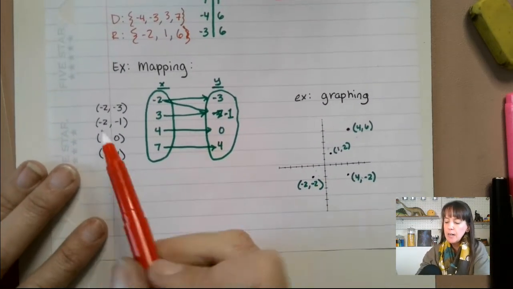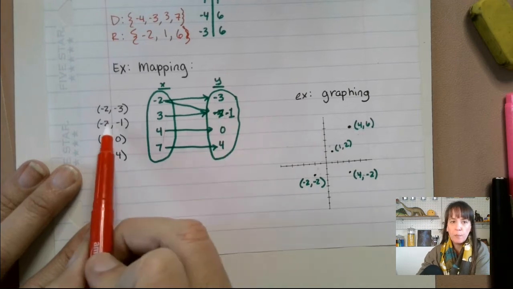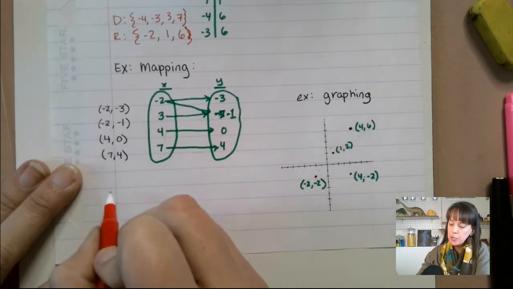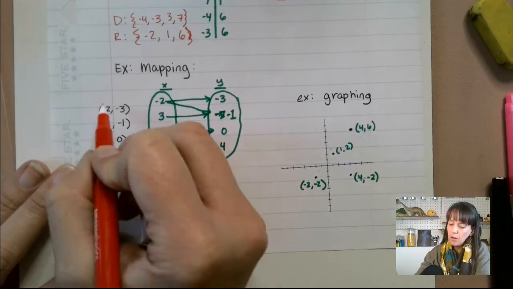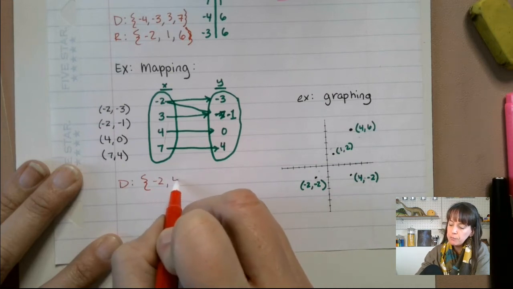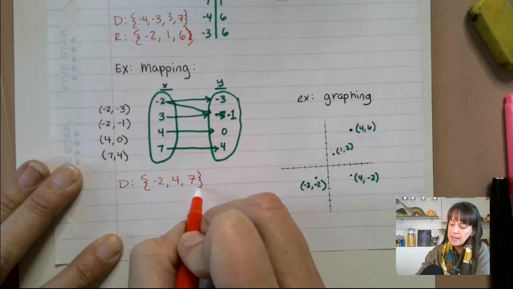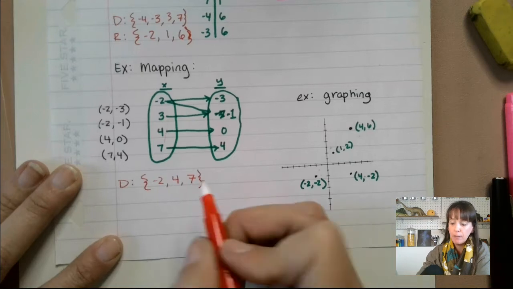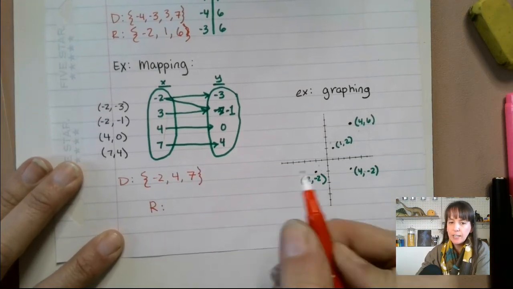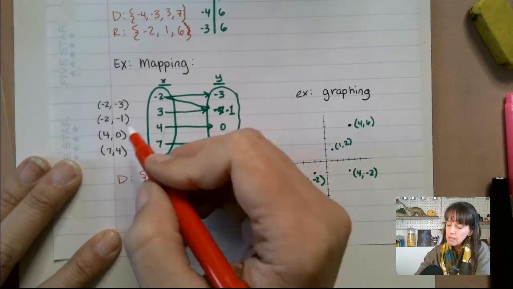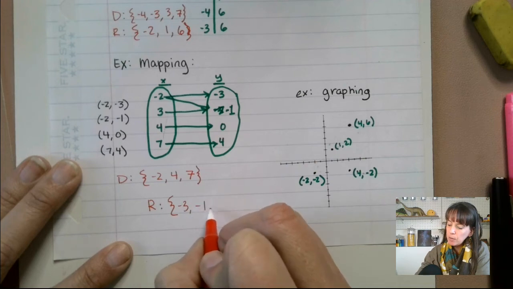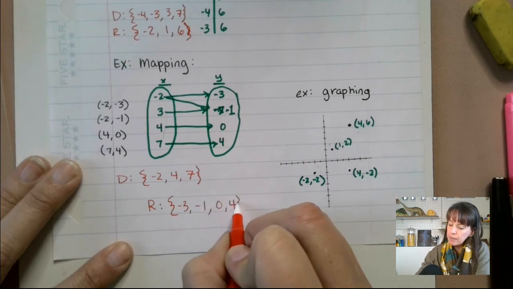Over here, I went ahead and listed all these out as ordered pairs, and you can see my domain would be all these x's, -2, 4, and 7. And because that -2 repeats, this is not a function. My range is going to be -3, -1, 0, and 4.